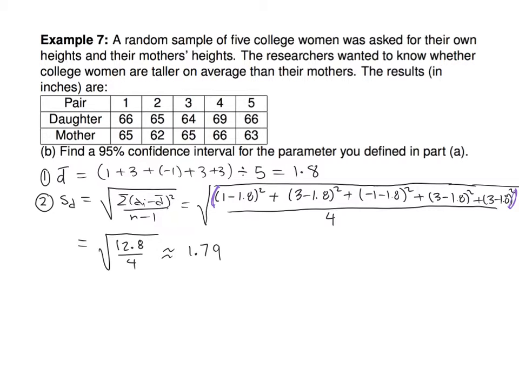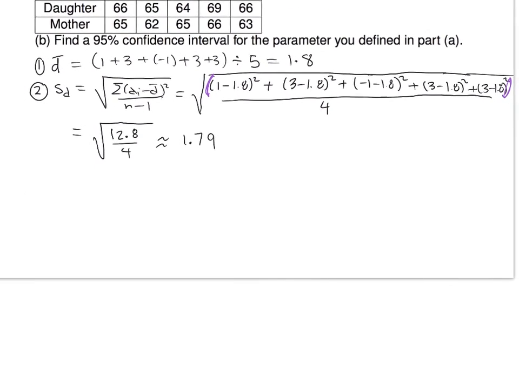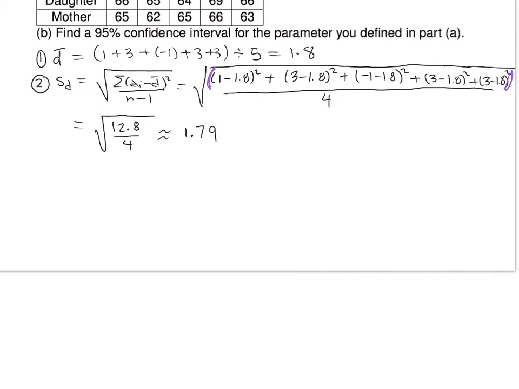So once we found D bar and SD, I think we're in pretty good shape to do the confidence interval. The next thing that we need is the multiplier and the standard error. So what is T star going to be? What's my N? 5, so degrees of freedom is going to be 4. That's a pretty crappy degrees of freedom, so T star is 2.78.